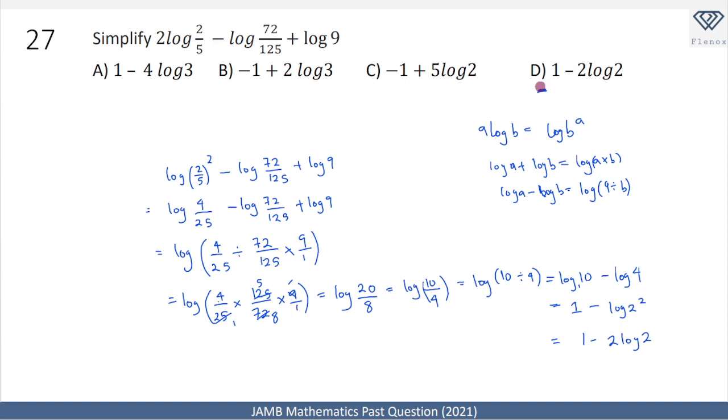This might look complicated, but trust me, it's not. It just rests on your understanding of the laws of logarithm, and that is why I encourage you to watch the full tutorial video of logarithm, which I will link in the bio, so you can have a better understanding of that concept.